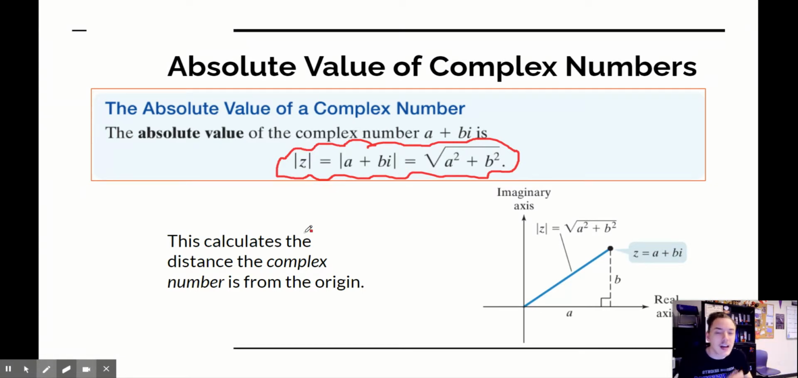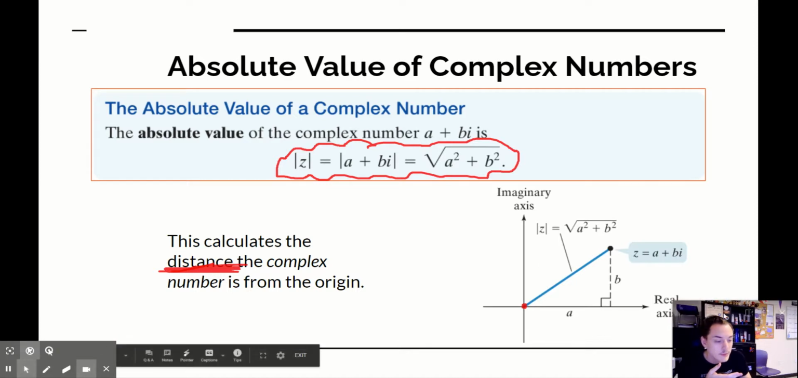Now, what this does, when it asks you to find the absolute value of the complex numbers, what does it ask? Well, it asks you to calculate the distance. Calculate the distance of the complex number from the origin. So this is the origin, of course, on my new xy plane, so my imaginary and my real axis. This is the distance. So this is the real axis, and then this is the imaginary axis.